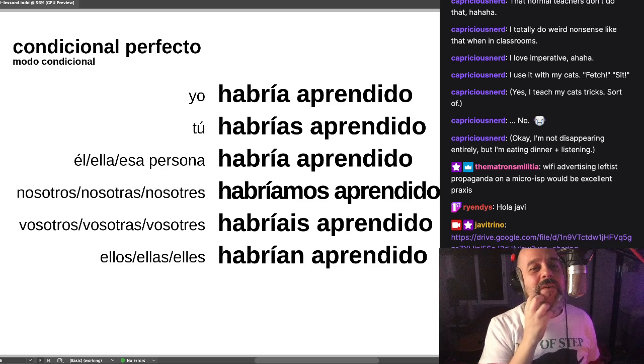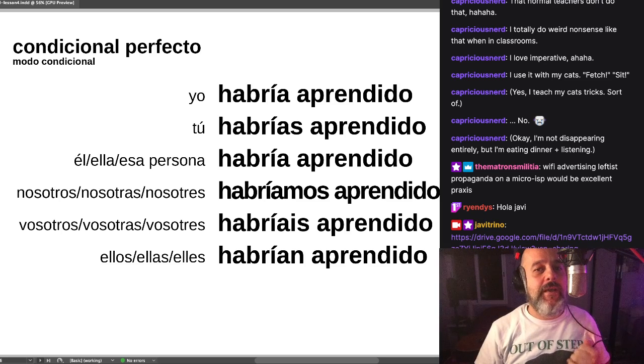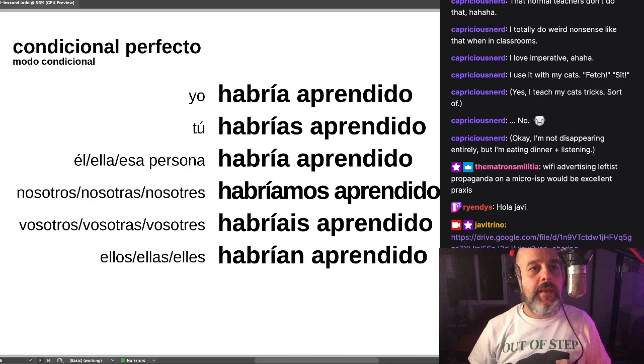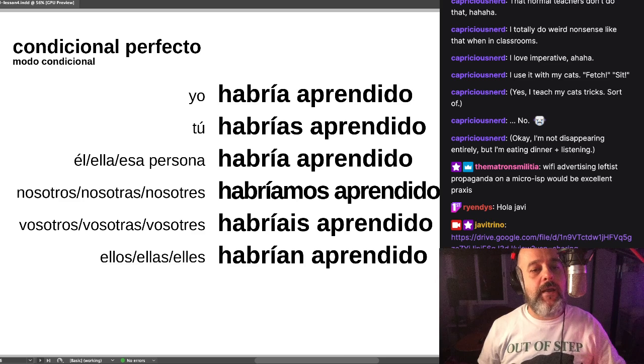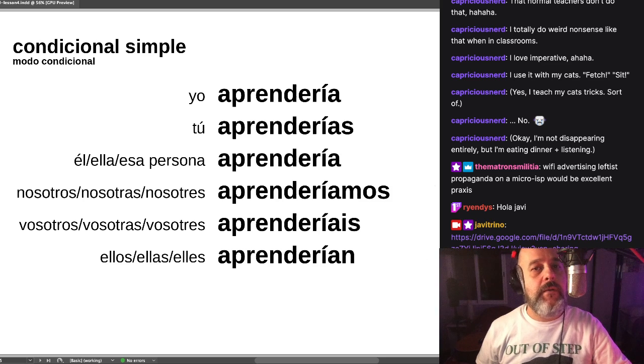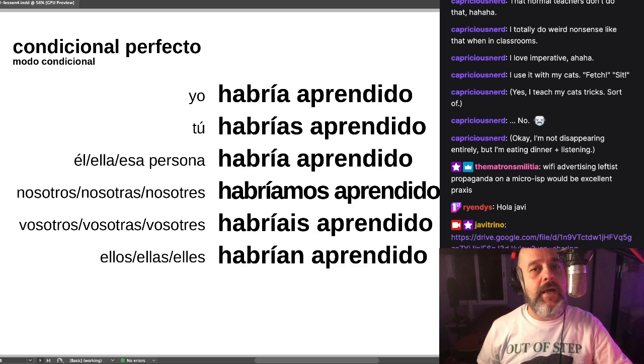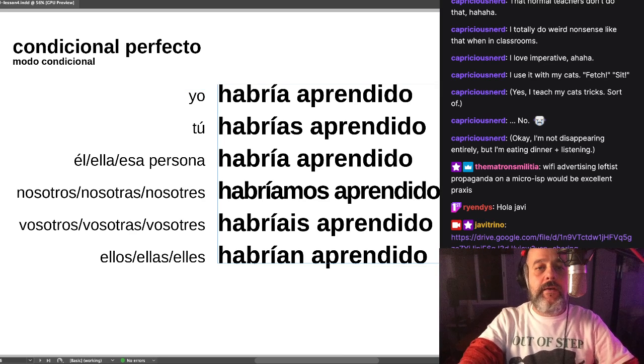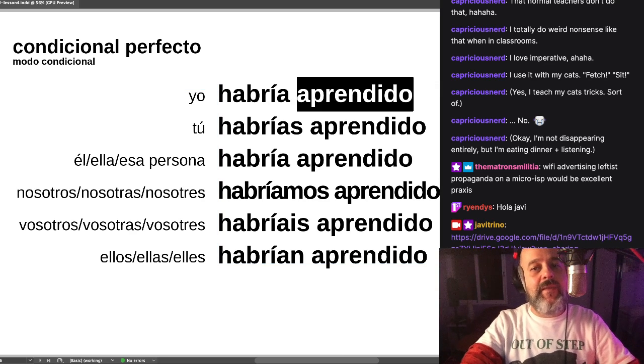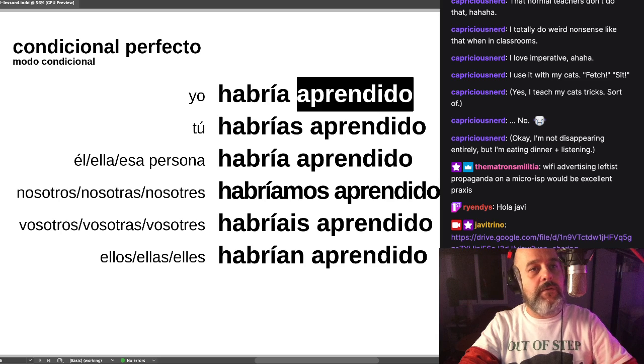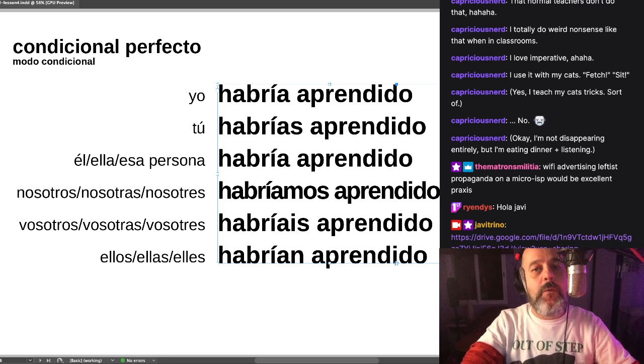Okay, moving on to perfective conditional. Again, "haber" is the one that is conjugated in the conditional simple. Aprendería, habría. Aprenderías, habrías, and so on and so forth. And we add the participle aprendido, and that's good to go. So, habría aprendido, I would have learned.